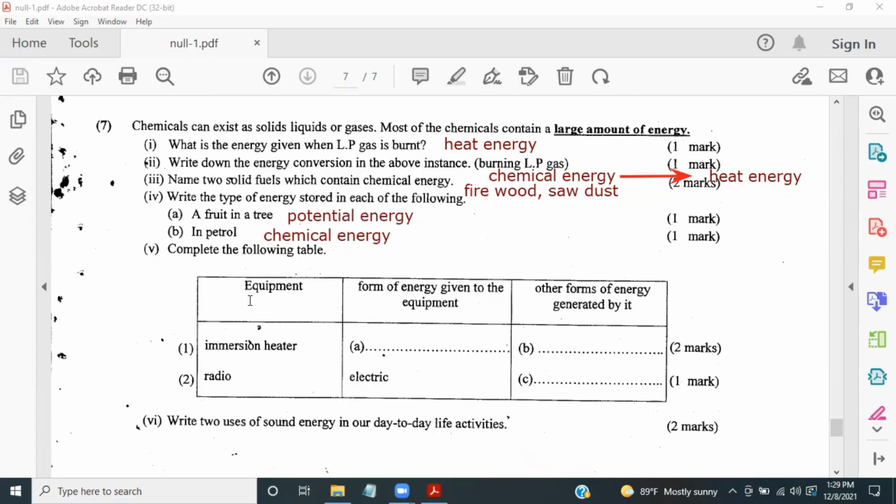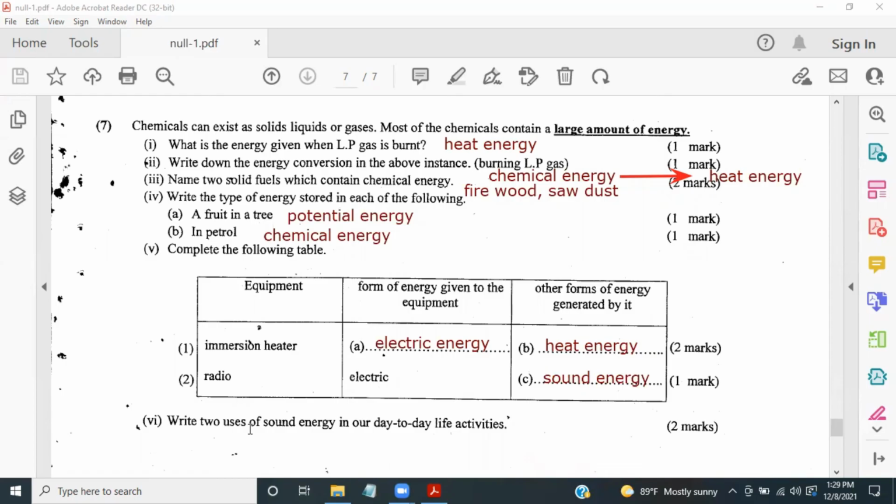Complete the following table. Immersion heater: the form of energy given to the equipment is electric energy. The other form of energy generated by it is heat energy. Radio: we give electric energy and we can hear sound energy from it.